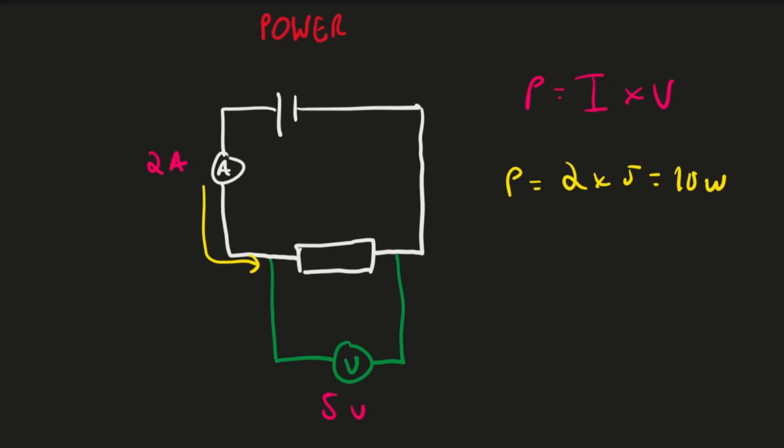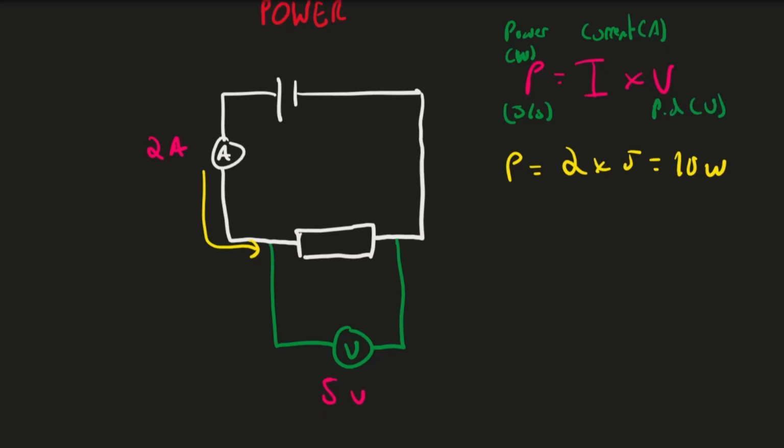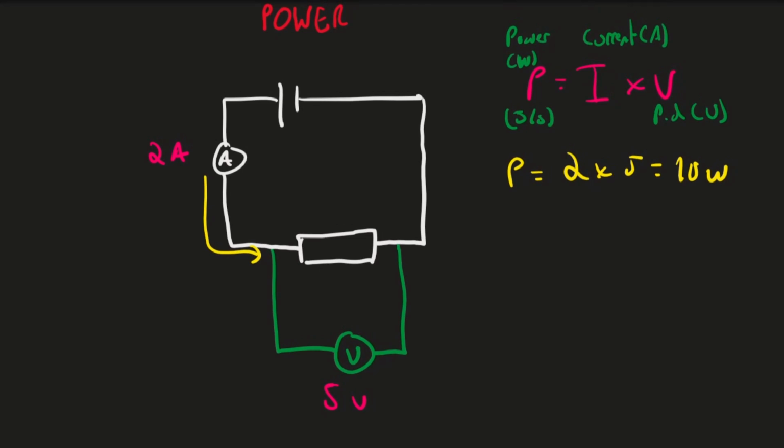Okay, and so we can actually label these. That's power, and that's measured in watts. And if you remember, watts is also the same as 1 joule per second. So you can also use the alternative unit of 1 joule per second. This is your current, as I'm sure you're aware, and that's measured in amps, and this is your potential difference measured in volts. So that is the power equation.